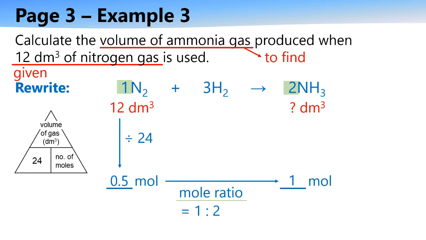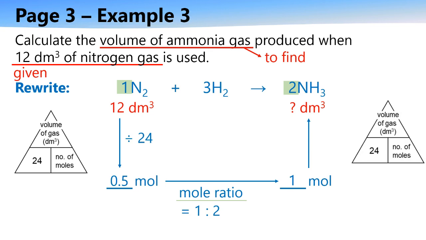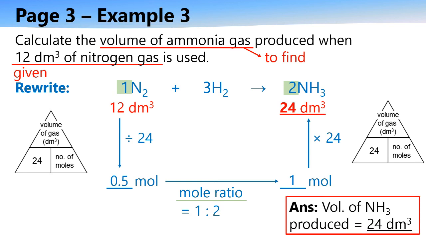Now that I have the number of moles of ammonia produced, how do I find the volume of ammonia produced? That is with the same formula triangle. So you multiply by 24. And that's the answer, 24 dm cubed. So the volume of ammonia produced is 24 dm cubed. This is similar to the previous examples, but now we are dealing with volumes of gases instead of mass. So be careful when you are reading certain questions.